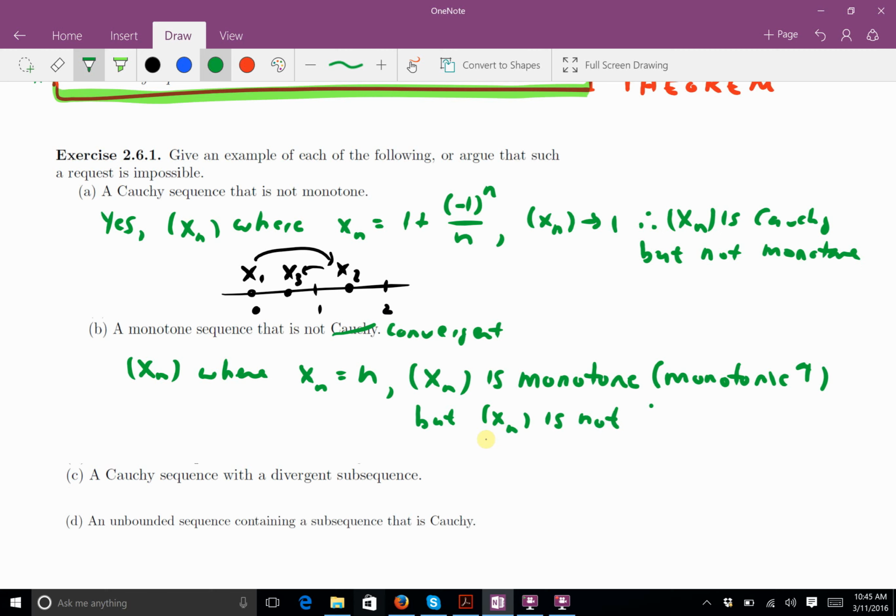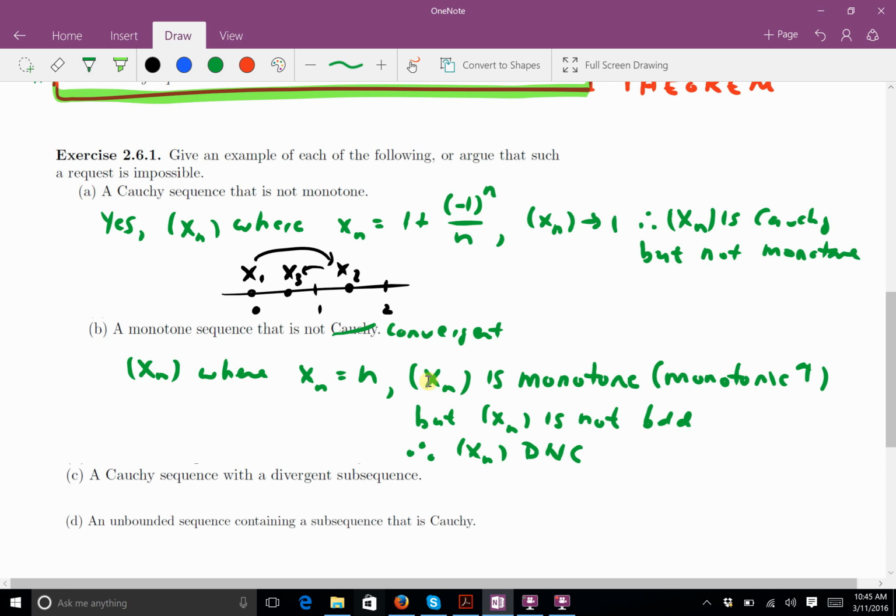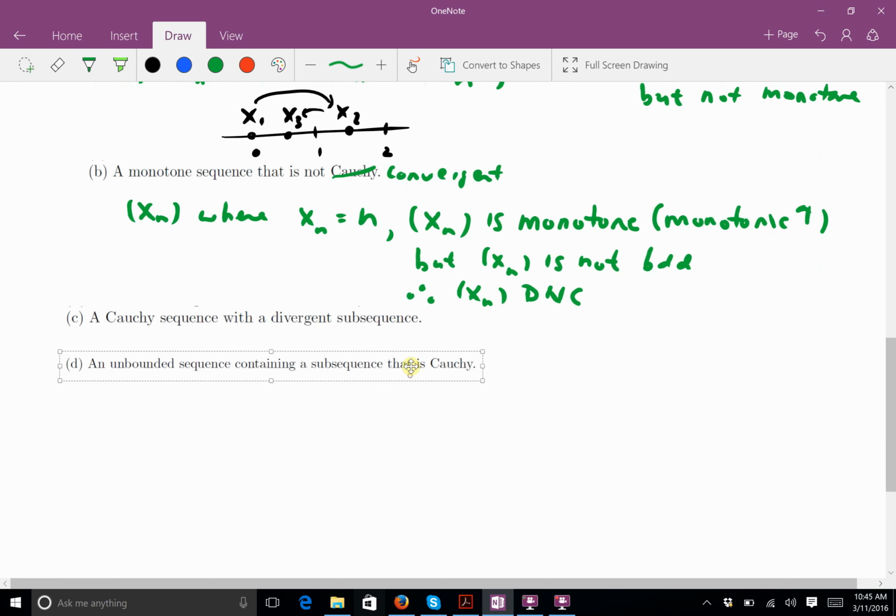We usually use BDD for bounded, therefore xn does not converge. We use DNC for does not converge. Okay. And so since convergent sequences are Cauchy, this is the same as saying we have a monotone sequence that's not Cauchy. Because if the monotone sequence is not convergent, it can't be Cauchy, because Cauchy and convergent are the same thing.